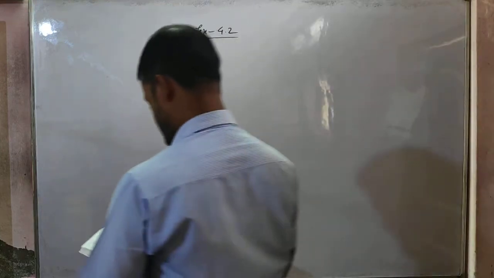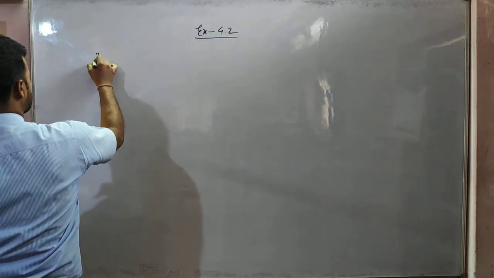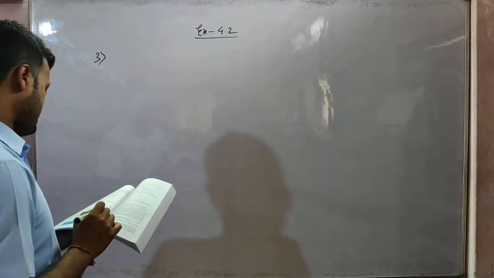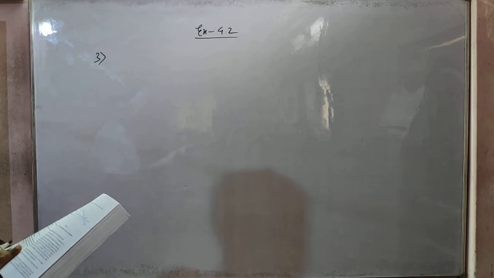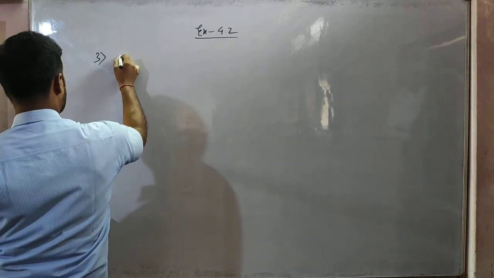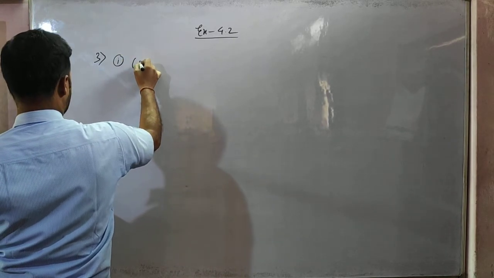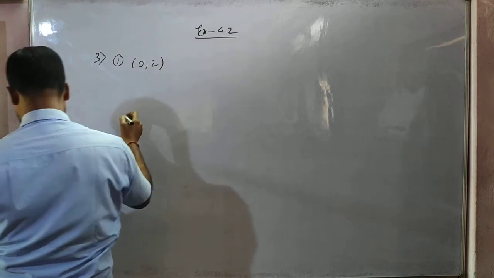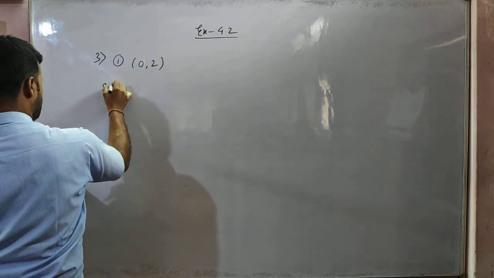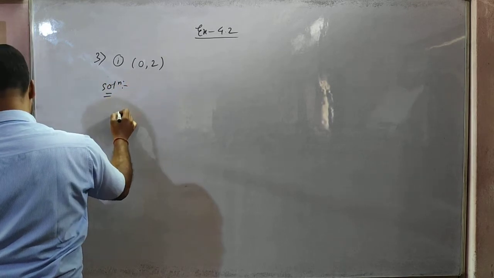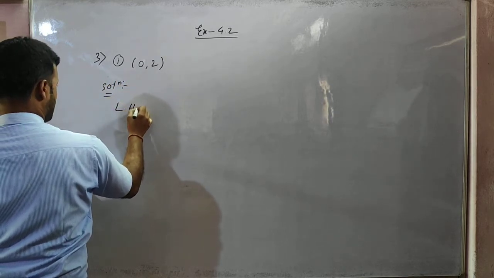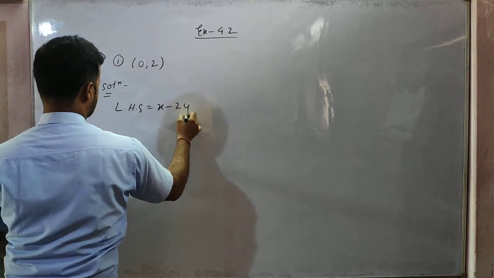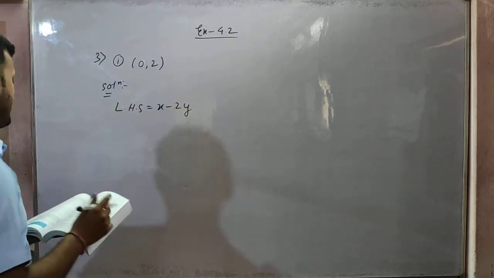So students, next let us see number 3. Check which of the following are solutions of the equation and which are not. 0, 2. Solution. Let us take the left hand side. Left hand side is equal to x minus 2y.